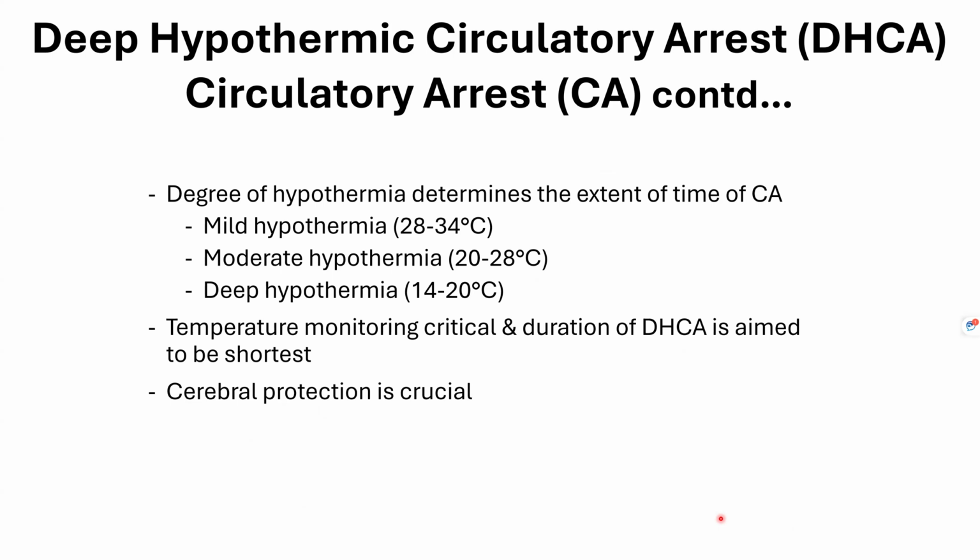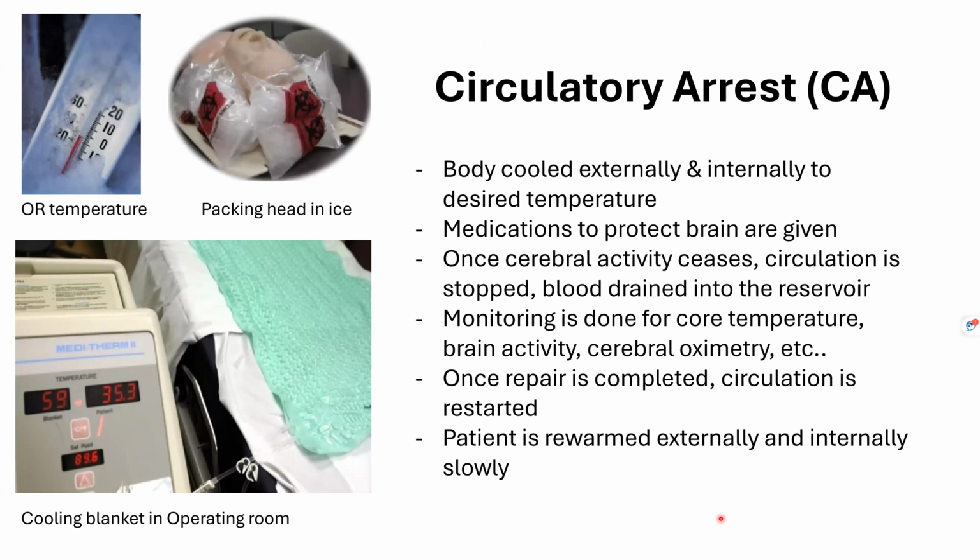And in all this, temperature monitoring is critical, because you want to make sure that the patient really is cooled well. And secondly is your brain protection. So how is it done? You want to cool the patient externally and also internally from the core. Externally, it starts with dropping the temperature in the OR, packing the head with ice, having a cooling blanket under the patient. And as I mentioned, there'll be monitoring being done. And once you go on pump, you drop the temperature of the pump, and the cold blood is flowing through the patient. So you are cooling the patient internally also.